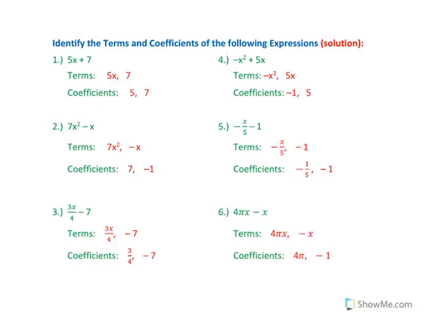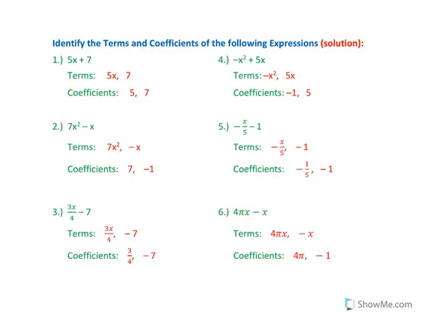All right, 5x plus 7. 5x and 7 are terms. The coefficients are 5 and 7. For problem 2, 7x squared minus x, we have 7x squared as one term, negative x as another, and the coefficients are 7 and negative 1.